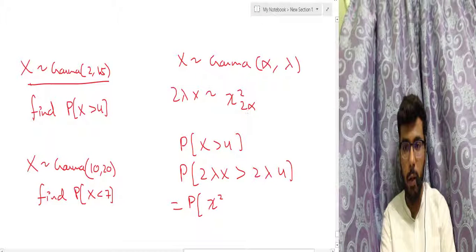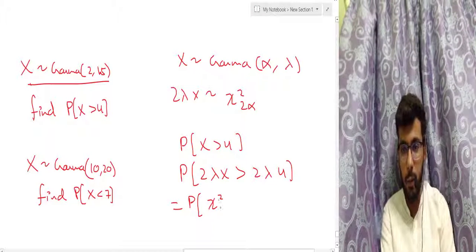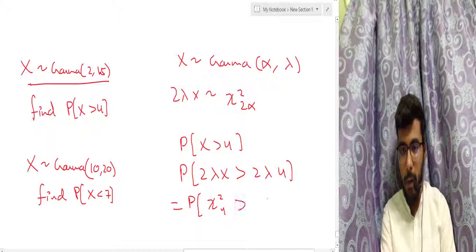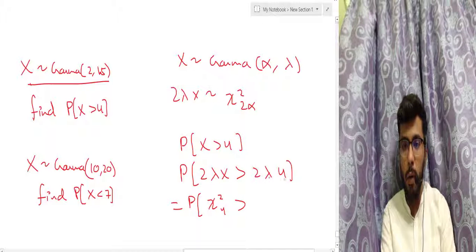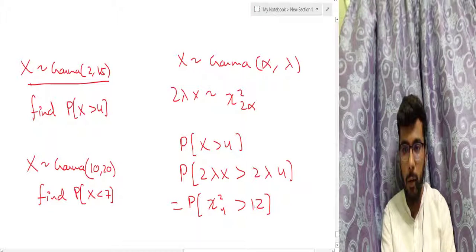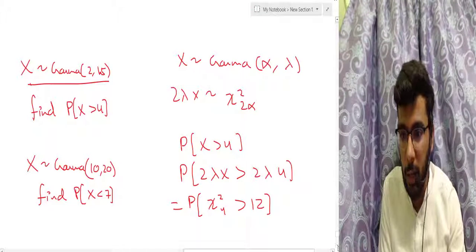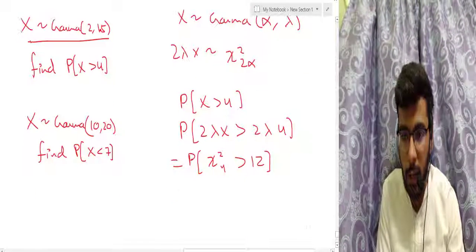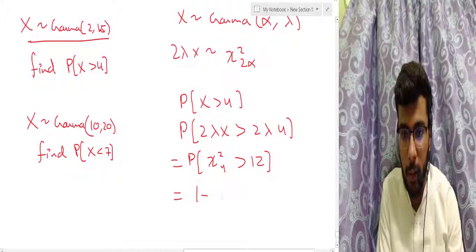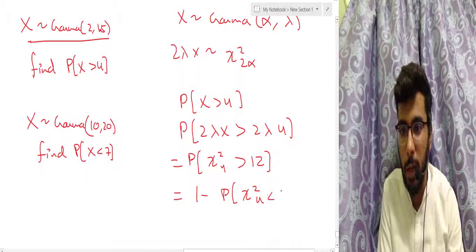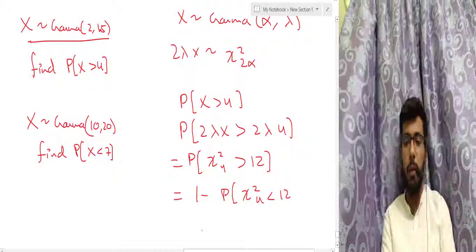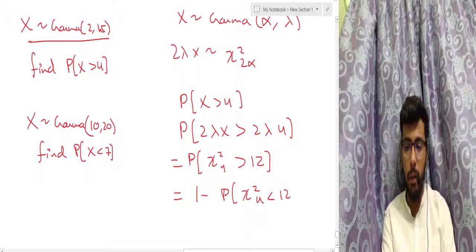So chi-square 2 alpha, what is alpha? Alpha is 2, so chi-square 4 is greater than 2 into lambda into 4. Lambda is 1.5, so 3 into 4, 12. This is the probability that I need to find out. Now this is a greater-than probability. I can convert it into less than because the table only has less-than probability. So 1 minus the probability that chi-square 4 is less than 12. Once you have this, you can just find it from the tables.